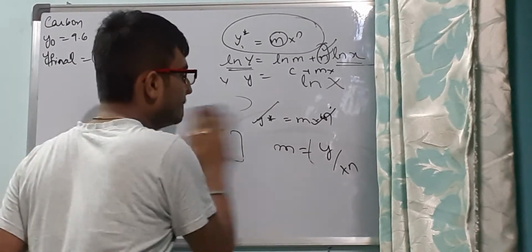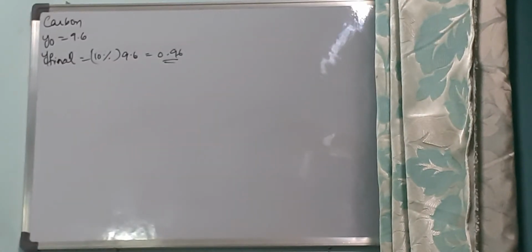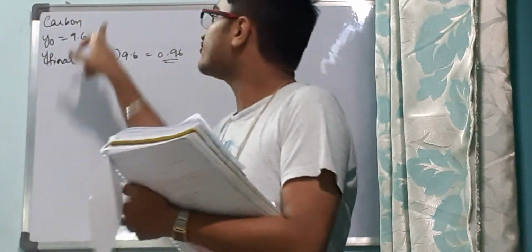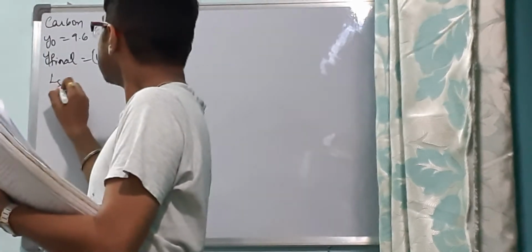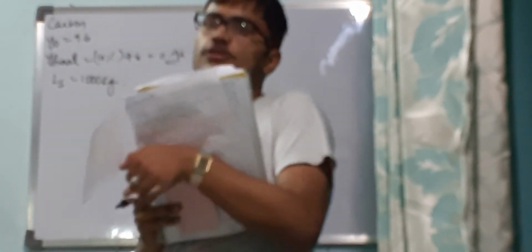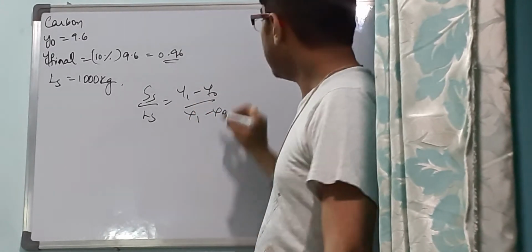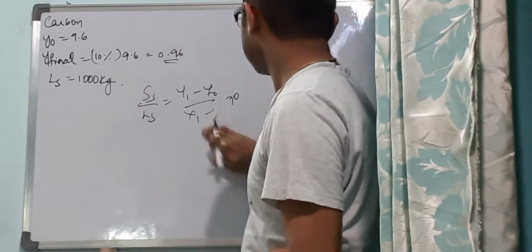Now, second part. Determine the quantity of fresh carbon. Carbon is your adsorbent here. Fresh adsorbent required for 1000 kg of solution. So Ls is equal to 1000 kgs of solution for single stage adsorption. As I already said in the previous problem, Ss by Ls is equal to (y1 minus y0) by (x1 minus x0). Initially, x0 value will be 0 because there are no solute particles in the adsorbent initially.